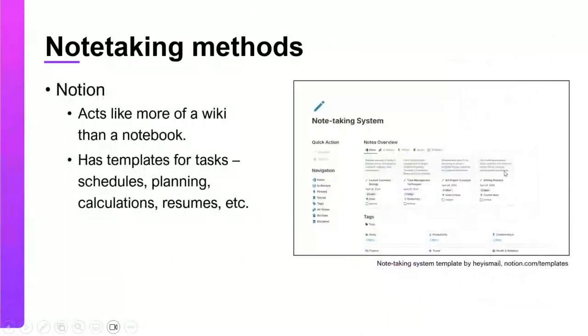Notion is another one. Zotero is another one, it's also free. Notion is a free one. It acts more like a wiki, so you can create your own system pretty much. There's a lot of templates, heaps of templates for different tasks. So you can create a template for schedules and planning and resumes, and there's heaps. If you Google Notion templates, there's whole Reddits devoted to it. I mean, there's a Reddit devoted to everything.